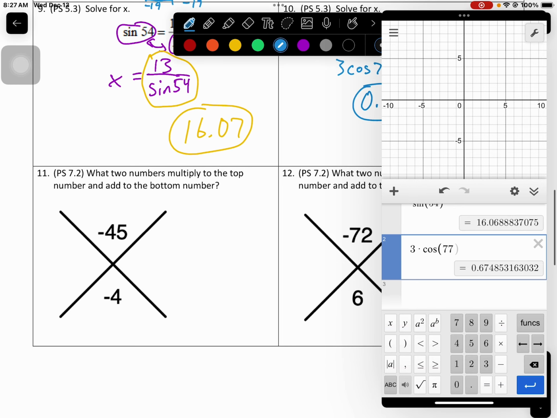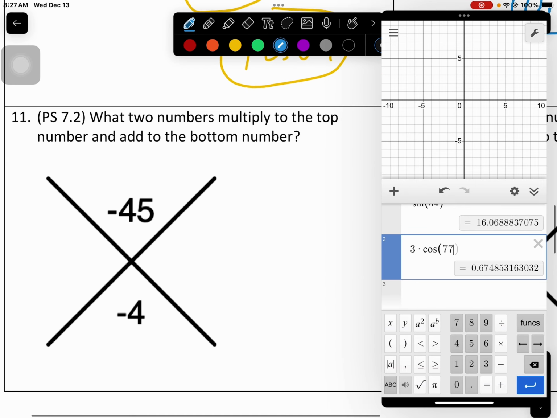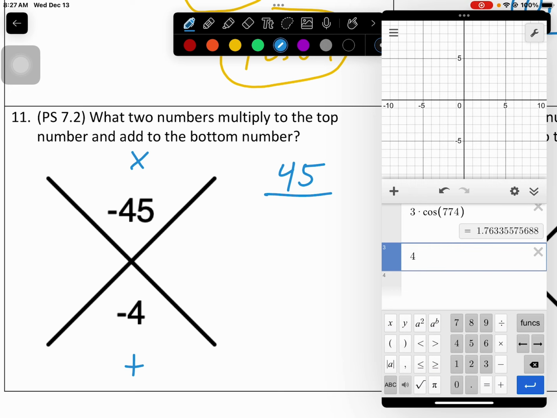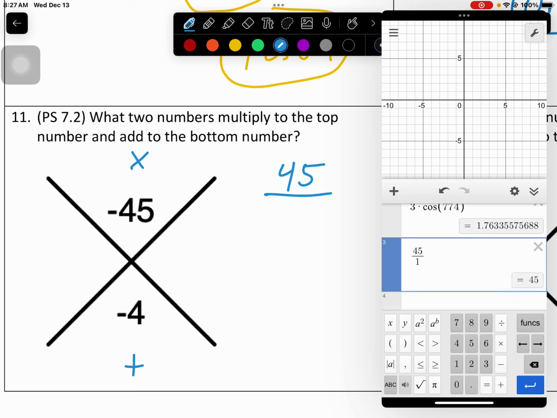All right. Now the last couple things, we have the diamonds. So what you want to do is you want to figure out what multiplies to the top and adds to the bottom. So you make your list of numbers of 45. You do that by dividing by numbers until you get decimals and until you start repeating.